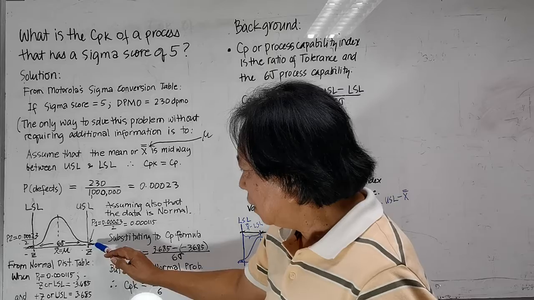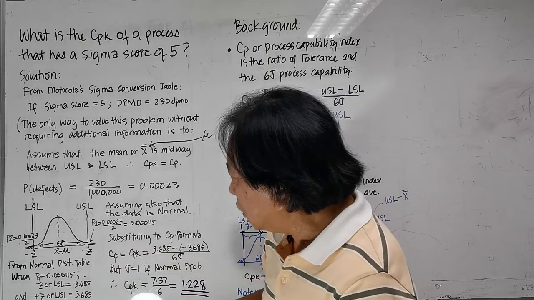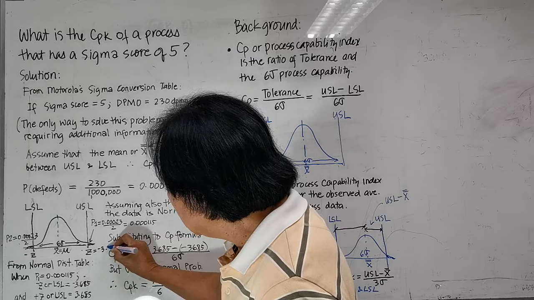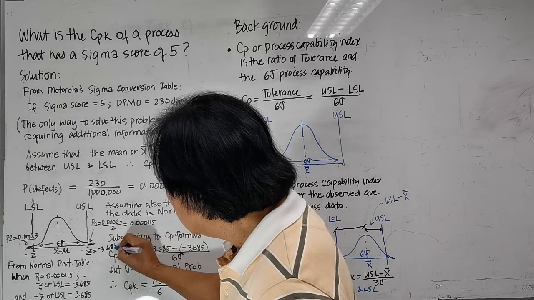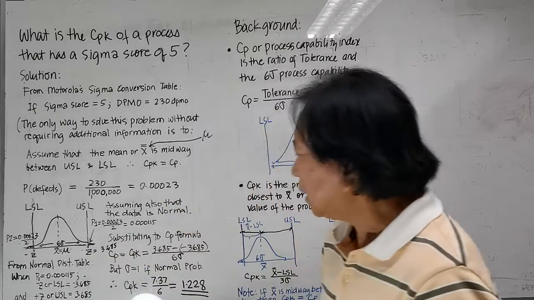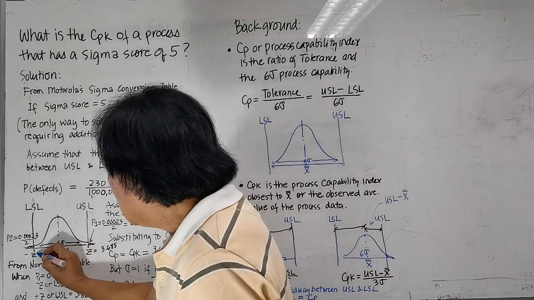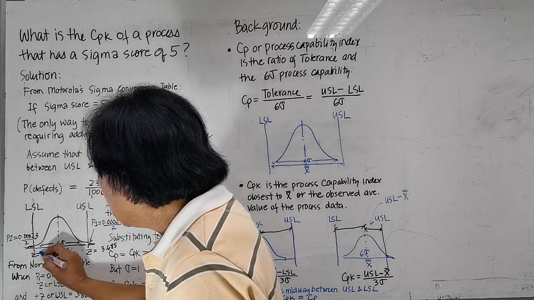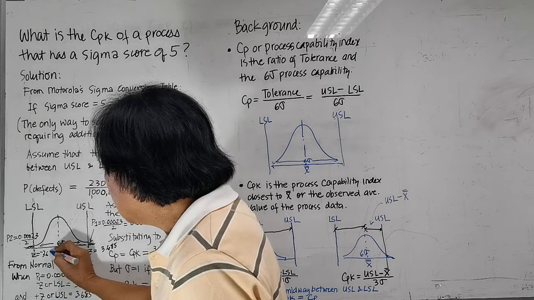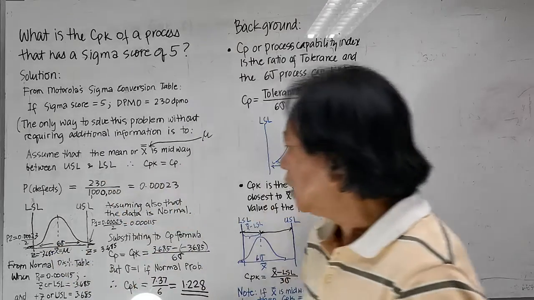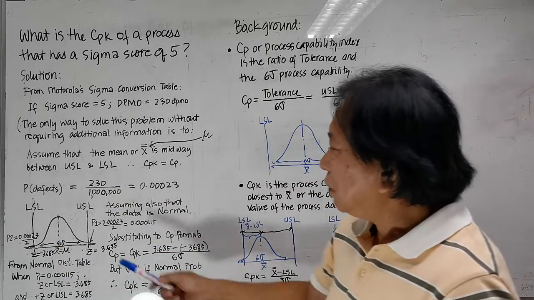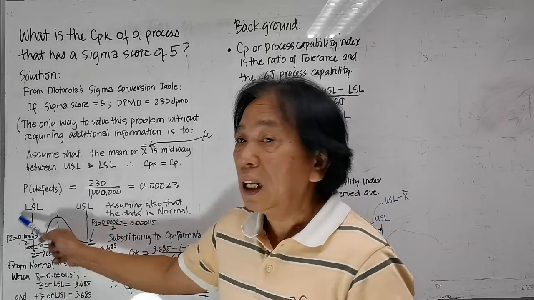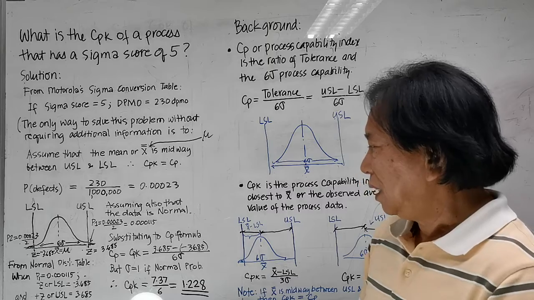So this value is going to be, sorry, this is positive 3.685. This is negative 3.685. Okay? So the value of negative Z and the positive Z represents the LSL and the USL in this illustration.